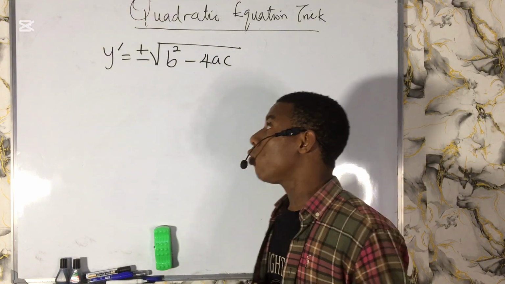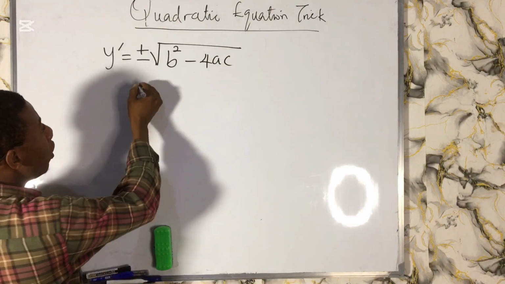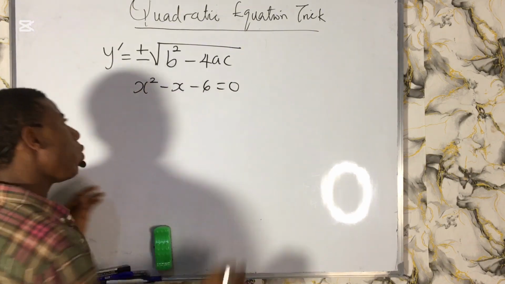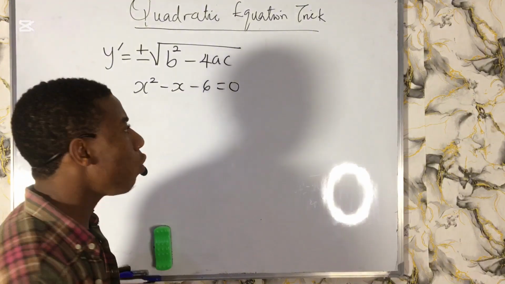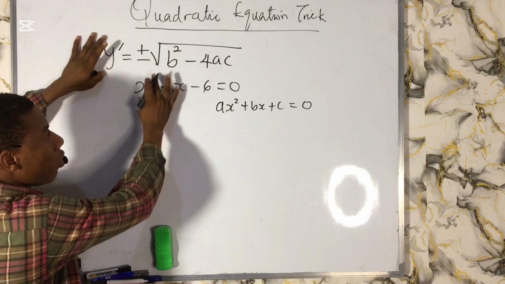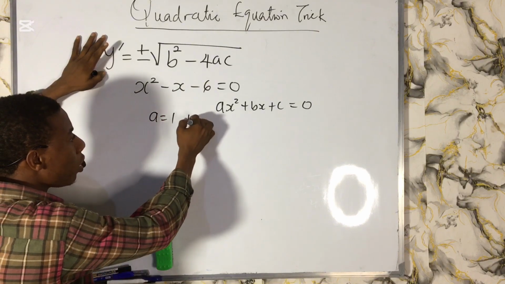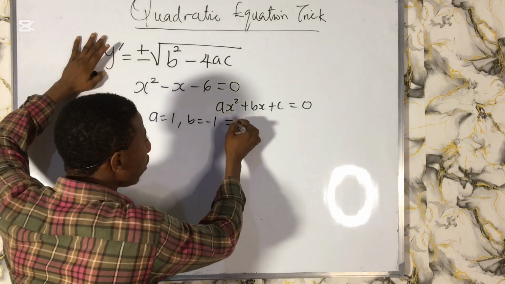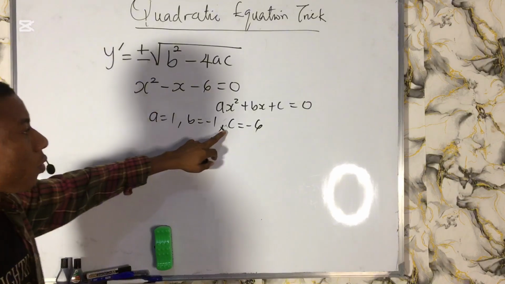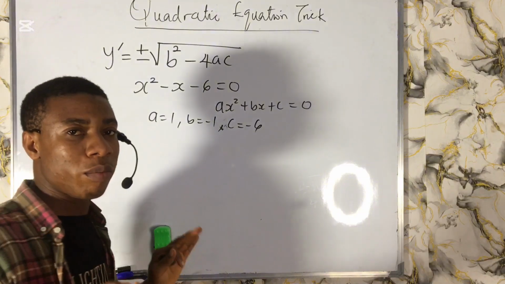Are we together? For example, if we have a quadratic equation in the form x squared minus x minus 6 equals 0. You know this is a quadratic equation, right? So what do we do there? We assign the coefficient of x squared, which is 1, as a equals 1, b equals minus 1, and c equals minus 6. Of course, we want to use this to solve this quadratic equation. That's a simple trick, right?